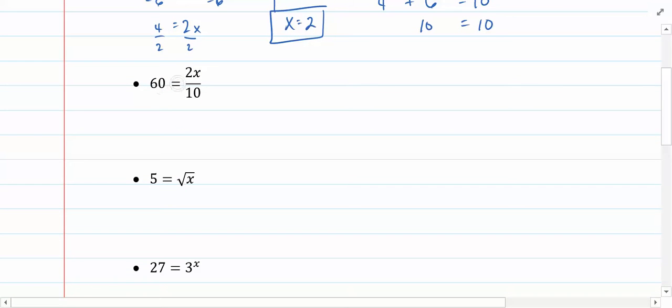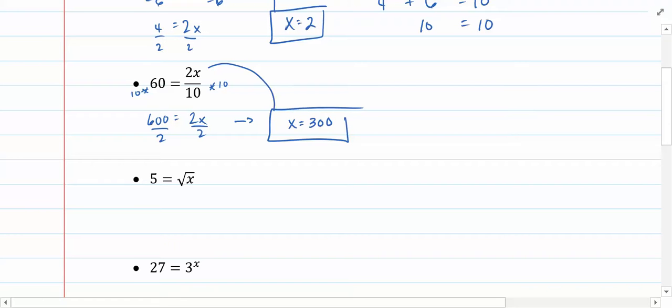I have 60 equals 2x divided by 10. Well, my goal is to get x by itself, so let's multiply by 10 first on both sides of the equation. That leaves me with 600 equals 2x. From here we can divide both sides by 2, and this leaves us with a result, x is equal to 300. Again, we could check our work by placing 300 in place of x.